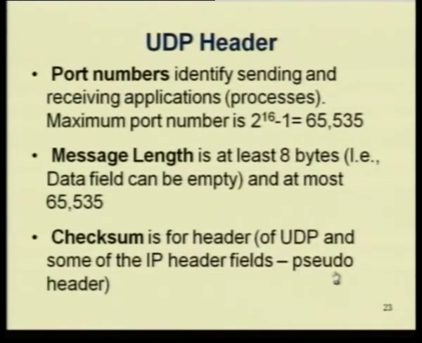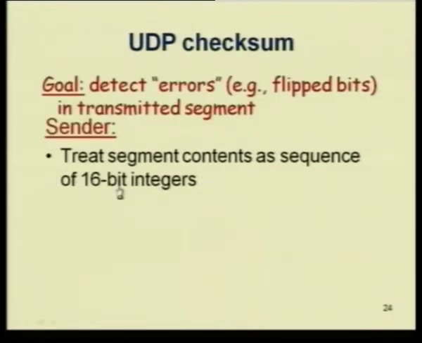So we refer to what is called the pseudo header when we talk about doing the checksum. So, checksum of UDP and some of the IP header fields. Typically, the IP header fields that are used are the source IP address and the destination IP address, because remember that all these things put together is what identifies an end-to-end connection for you. So, coming back to our UDP checksum.